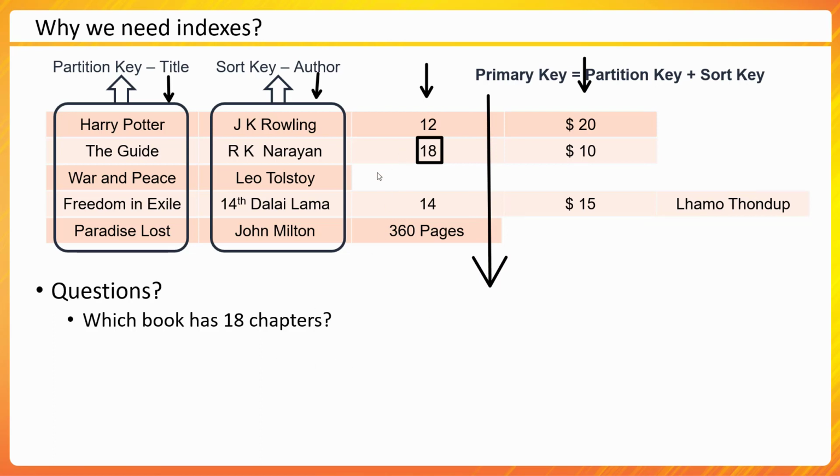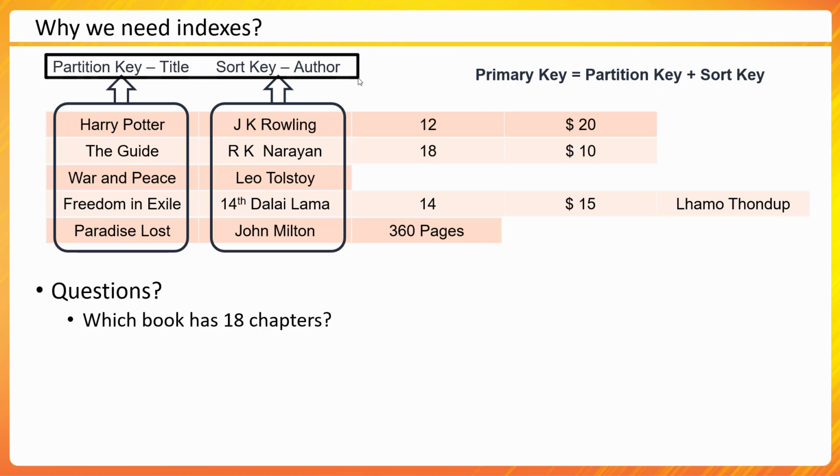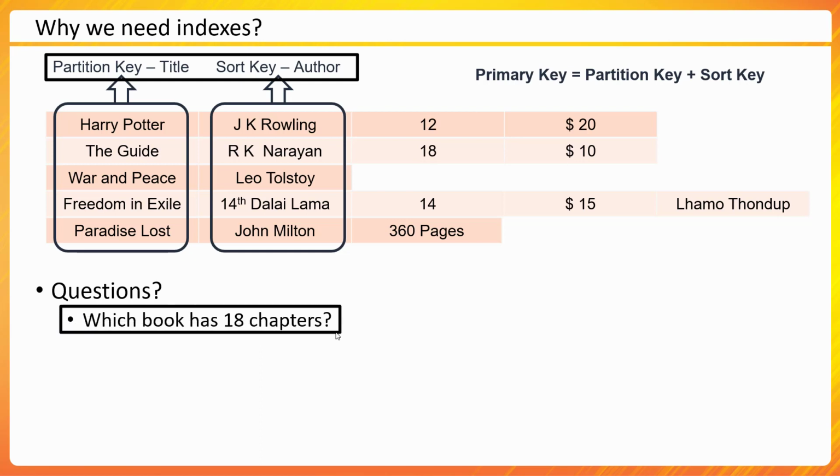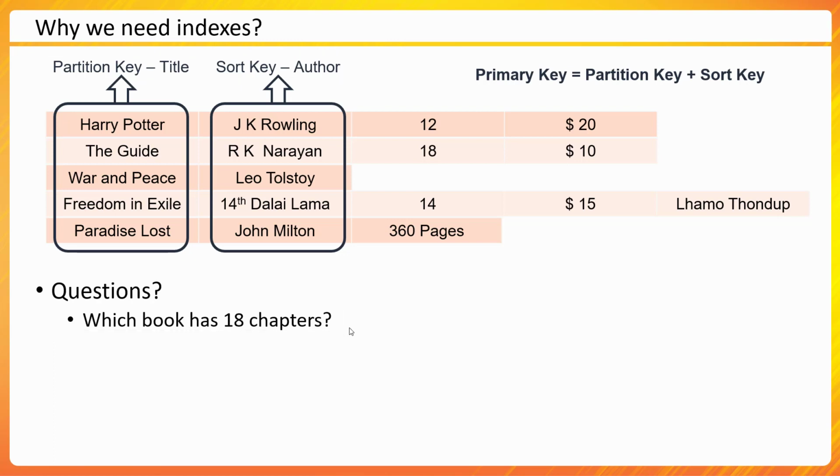This is not an efficient way of searching a database or a table. So what we have here is that the way we have created the indexes or the method of query is not efficient to answer a question like this, which book has 18 chapters. It has to go through every item, every attribute, and then come back with a value: what is the value of book chapter? So this is not efficient.